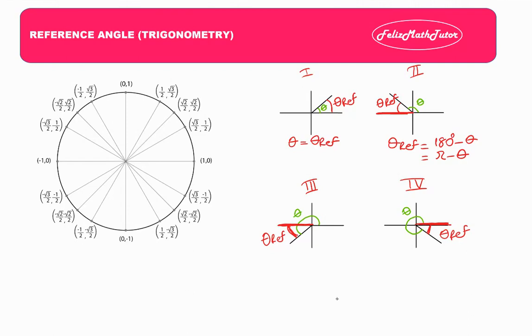Okay, what about here in the third quadrant? Theta minus 180 degrees. Why? Because our theta is bigger than 180 degrees. So when you subtract 180, you will get the reference angle. Also, we can write in radians theta minus pi.